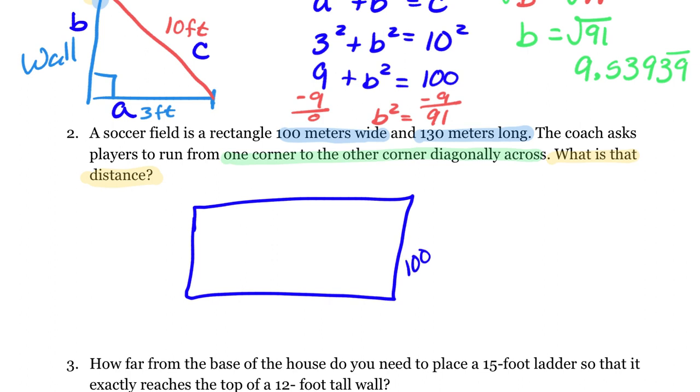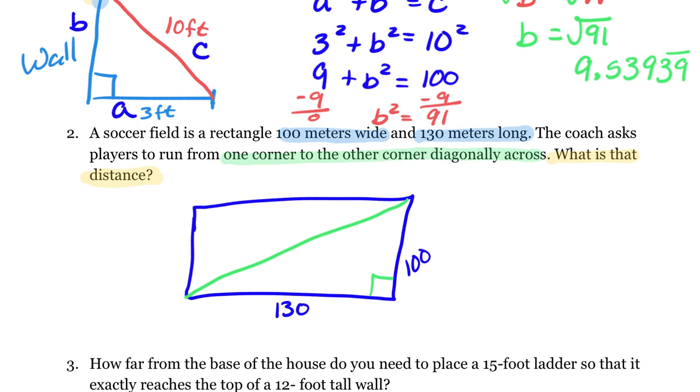It's 100 meters wide, and well, I guess I don't need the W, and it is 130 meters long. I need to figure out the diagonal measurement. Can you figure out the lime green line?